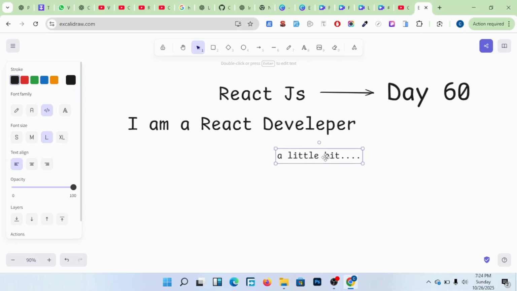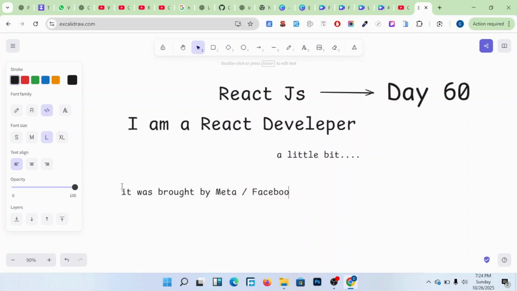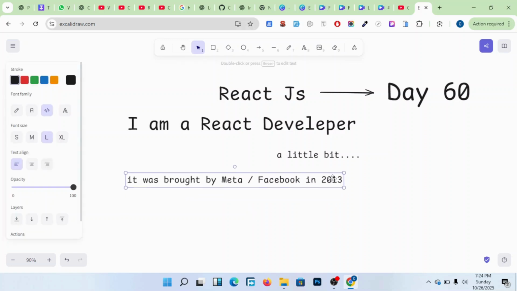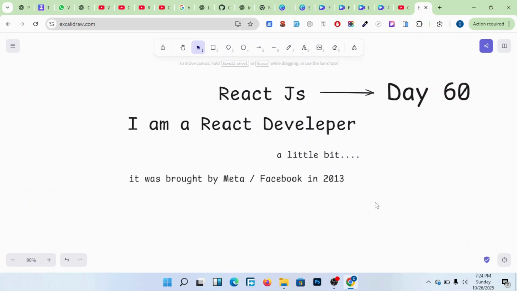So members, now what is React? This one here was introduced by Meta, or what they call Facebook. It was brought in 2013, some years back, a lot of years back.